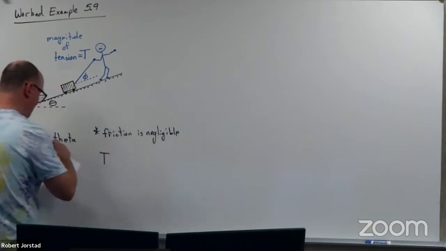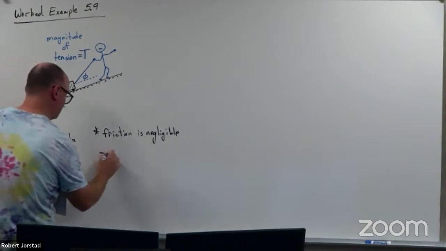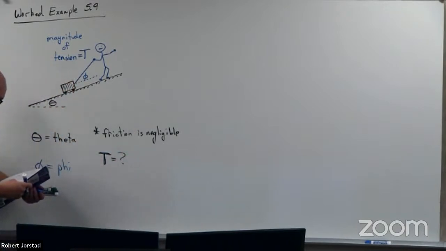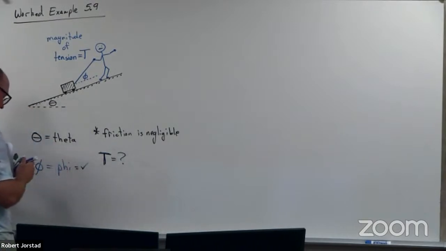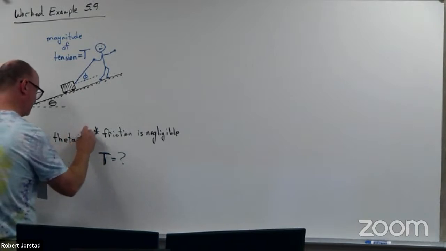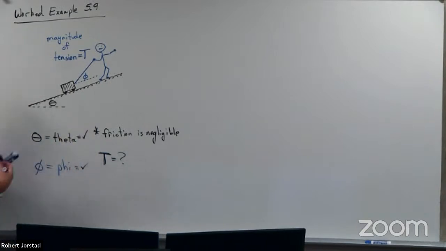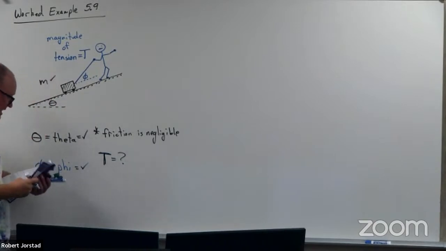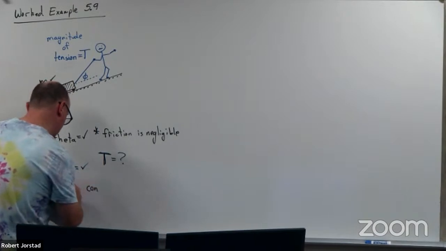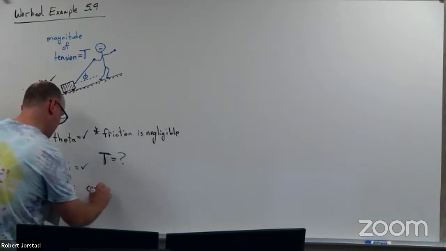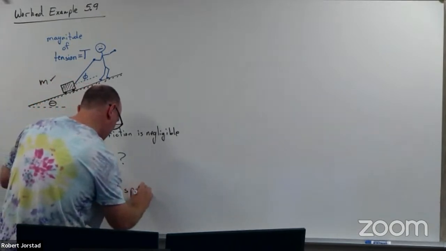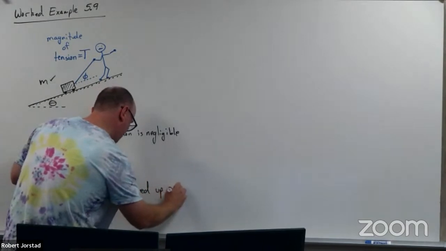Tension is unknown, it says in this problem statement. So we don't know the tension, so we're probably going to try and figure this out. Phi is known. Theta is known. What else is given in this problem? The mass of the suitcase is m, so we know the mass, and we're told it moves with constant speed up the ramp.